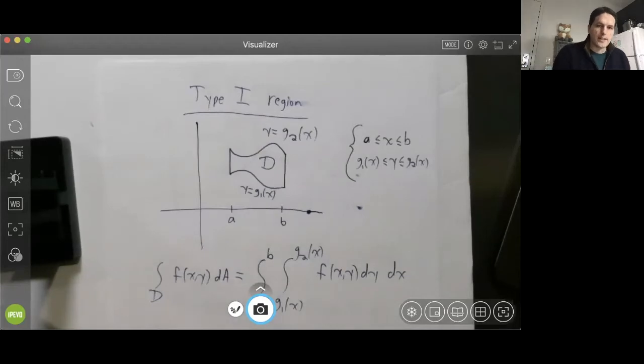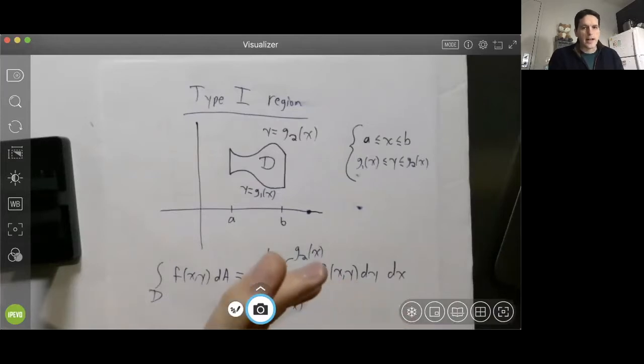In section 15.2 of Stewart, we learn how to integrate a function of two variables over regions of type 1 and regions of type 2. So we're no longer restricted to doing integrals over a rectangle. Now we can handle these more general types of regions.